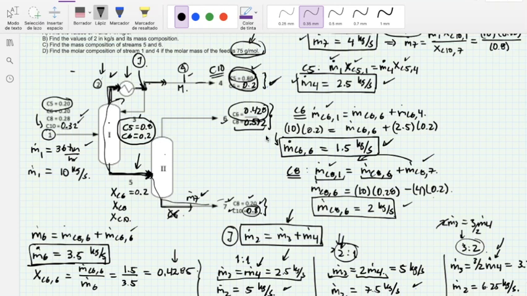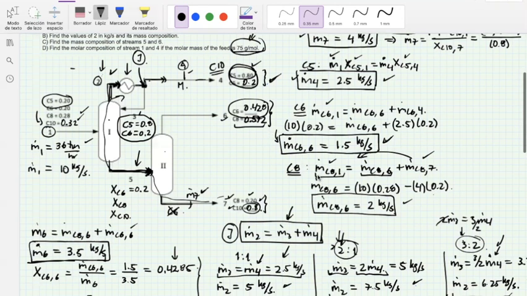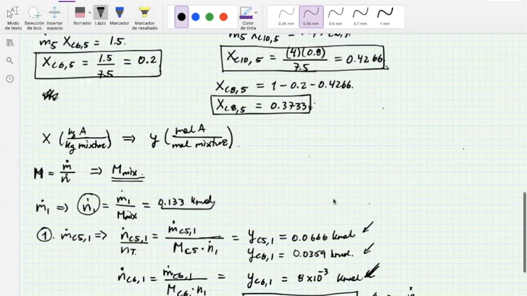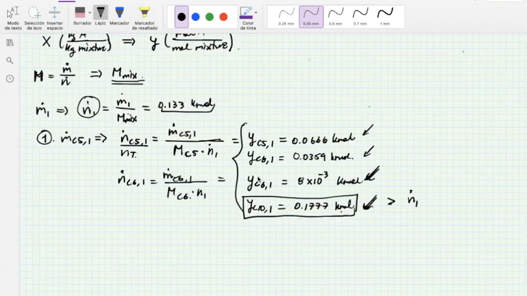Those types of things will happen in real life, and therefore you shouldn't be too scared when you have these results that are not logical, basically.